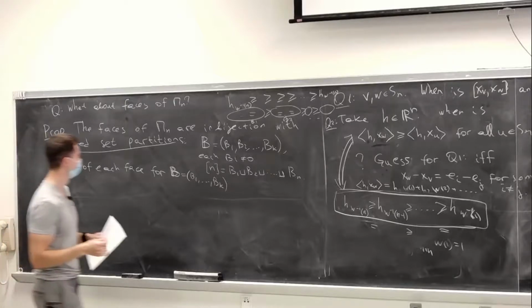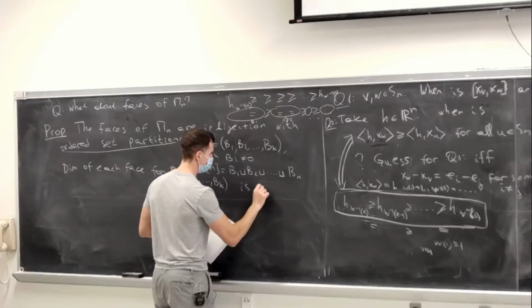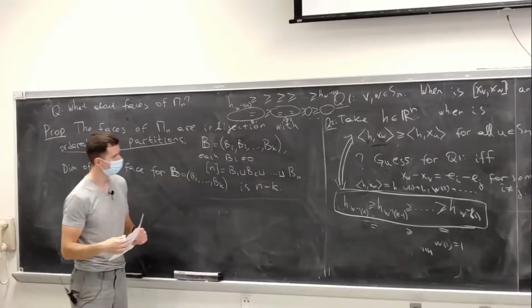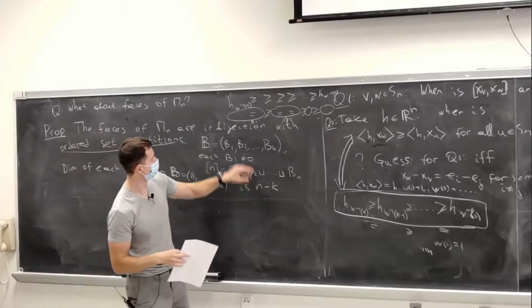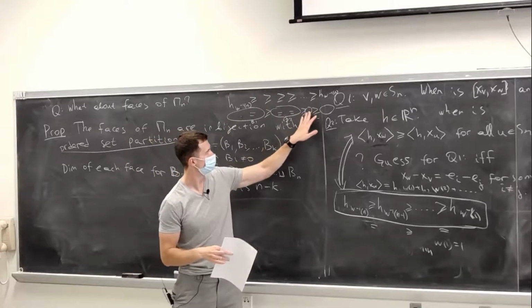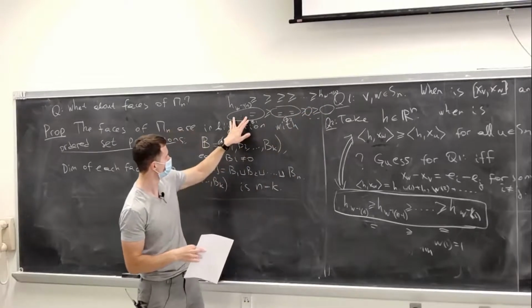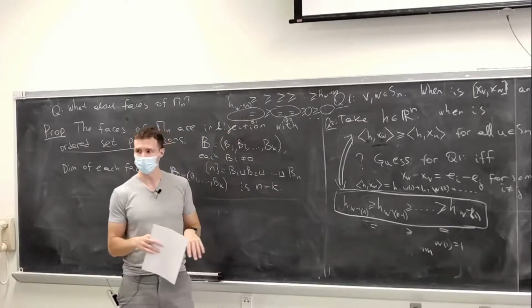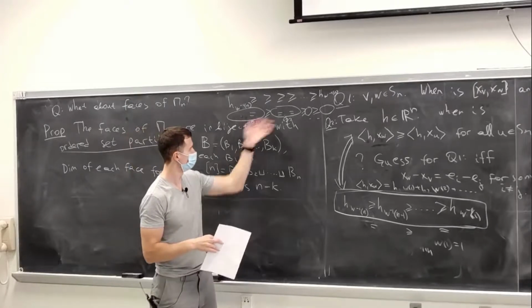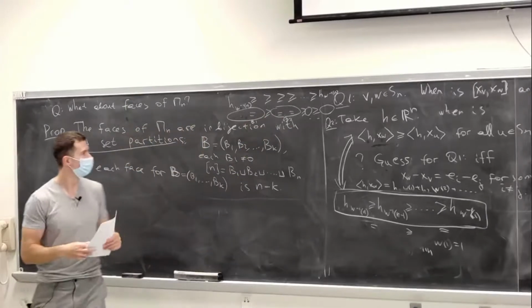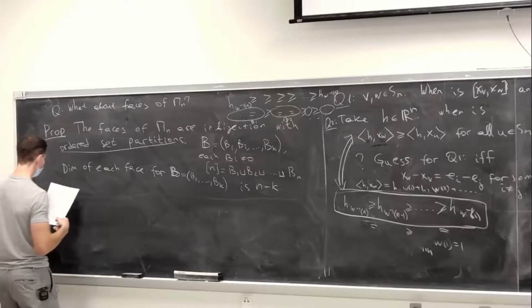n minus k. Right, thank you. Is n minus k. Right, so I split my coordinates into k different parts, and then I declare that in each part the coordinates are the same, so they have sort of n minus k degrees of freedom. All right, yeah, that's a non-rigorous explanation.